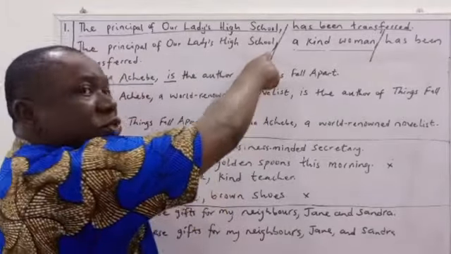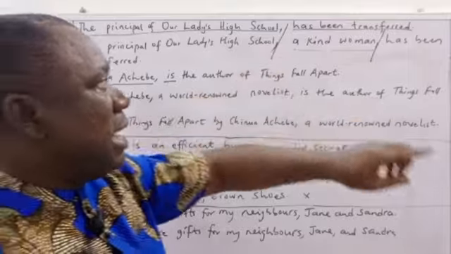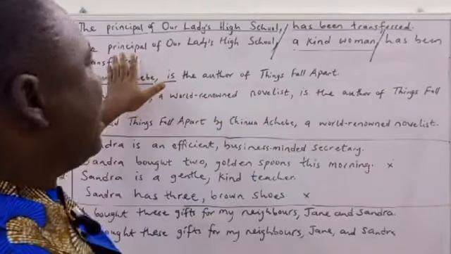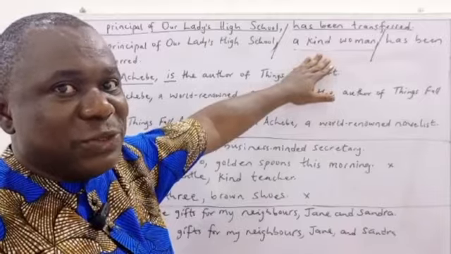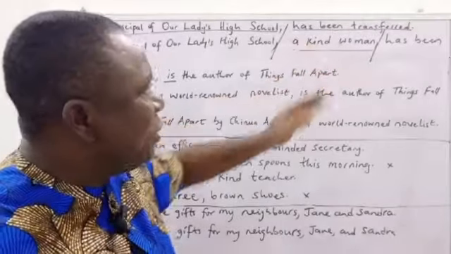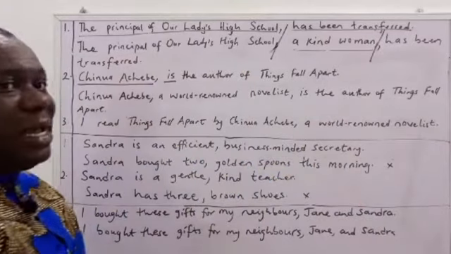This is the subject of the sentence, the principal of Our Ladies High School, and the verb is has been transferred. Now see this coming between them, a parenthetical expression. So you separate it with a comma. Look at this other example.